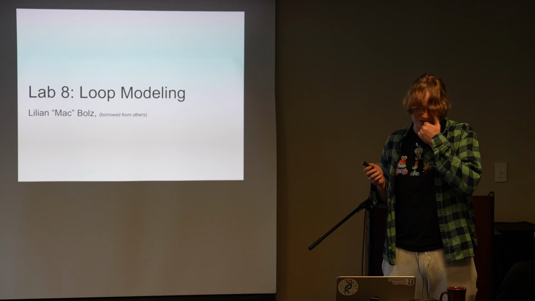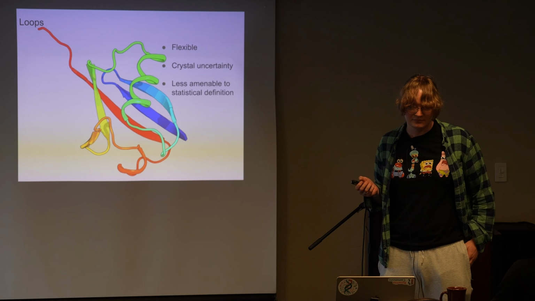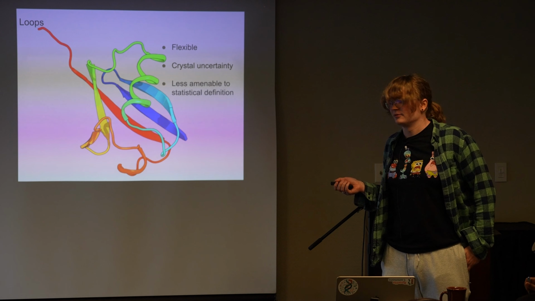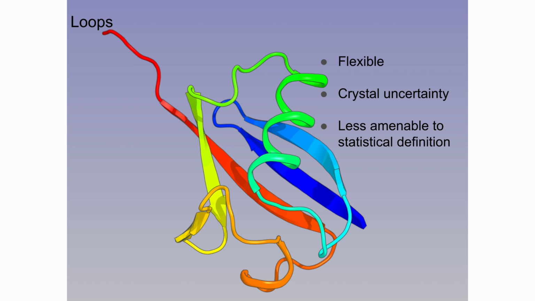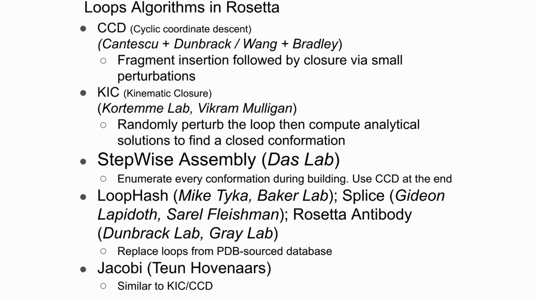Okay, so we're going to be talking about loop modeling. Just in general, loops are regions of the protein that are flexible. Usually they're unresolved if you have a crystal structure, and they're less amenable to statistical definition, which makes them difficult for structure prediction algorithms. Rosetta does have a fair bit of loop closure algorithms, and we're going to be talking about some of them.